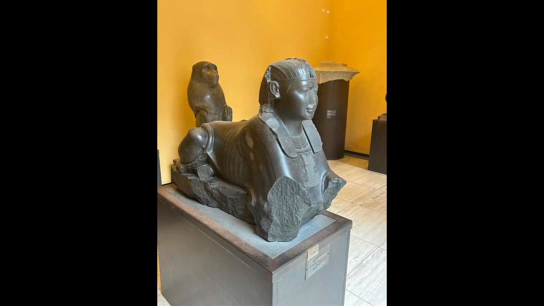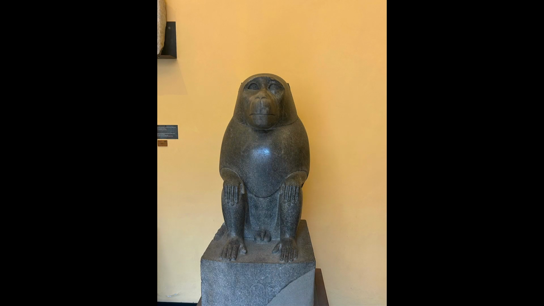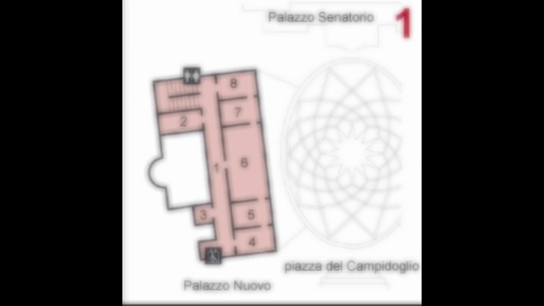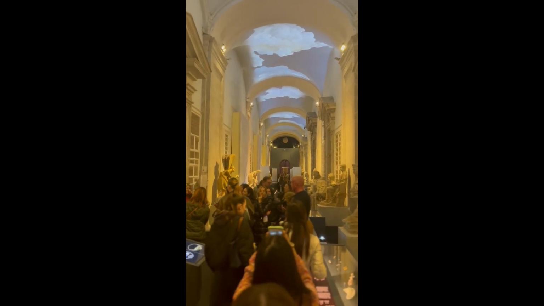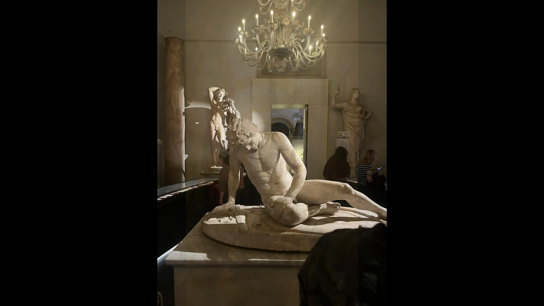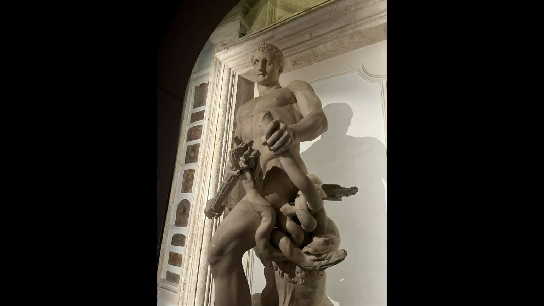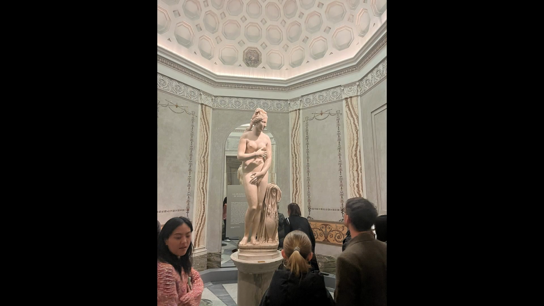To the right of that, we have some Egyptian art and some very interesting looking monkeys, and a few other artworks. The first floor is the main event of the museum. Once again, it is connected by a hallway that's lined with statues and busts, famous sculptures in Rome, like the Dying Ghoul. Some of the following rooms are the Hall of Gladiators and the Cabinet of Venus.